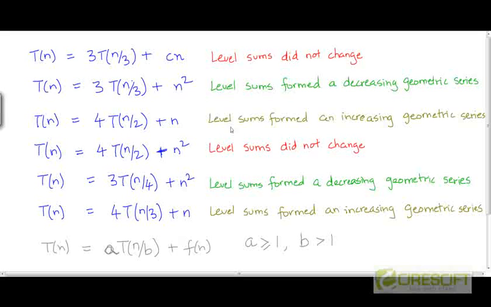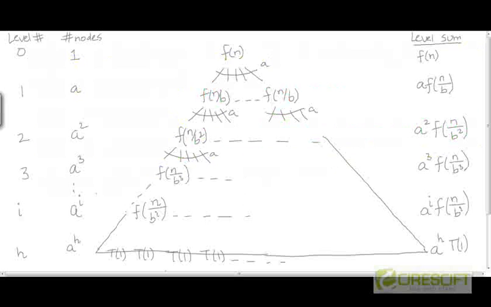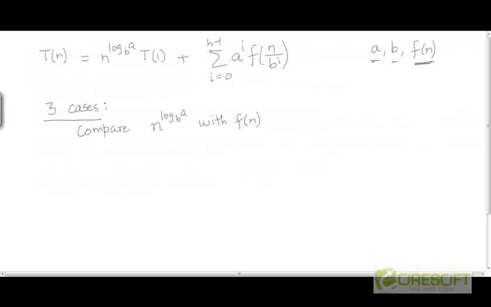Sometimes f of n had the same complexity as n to the power log of a base b. Sometimes f of n was dominant over n to the power log of a base b, and at other times n to the power log of a base b was dominant over f of n. So having given this intuition, let's look at these three cases in detail starting from the next video.